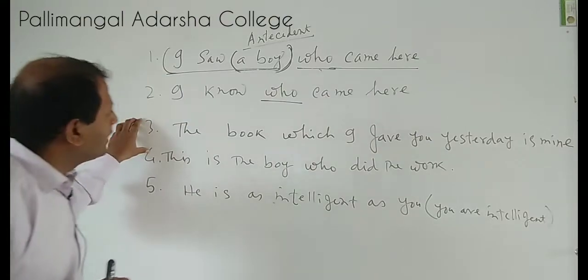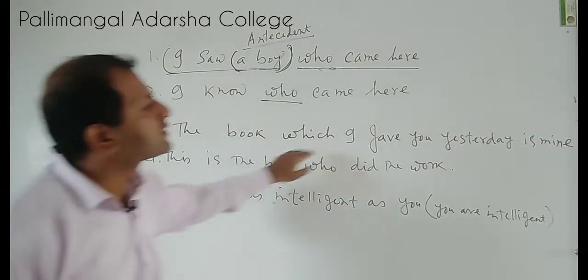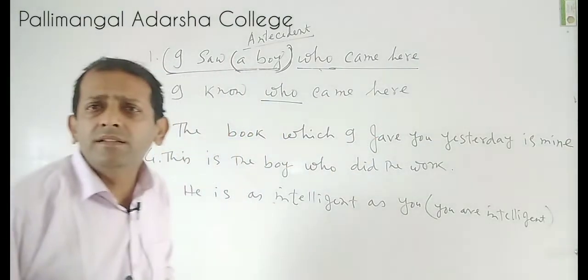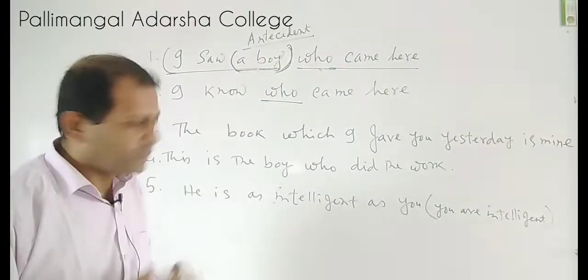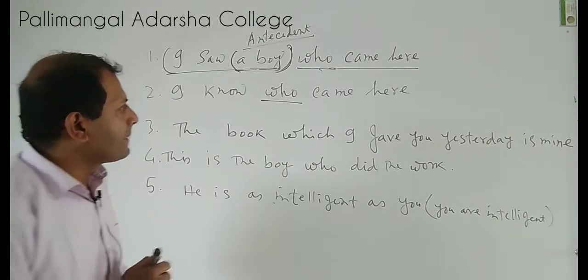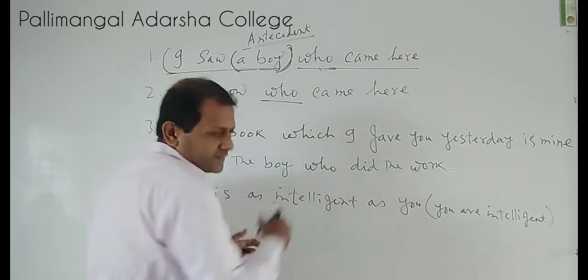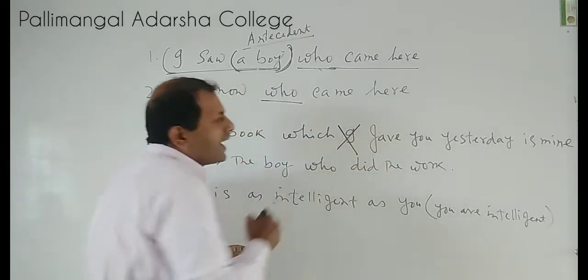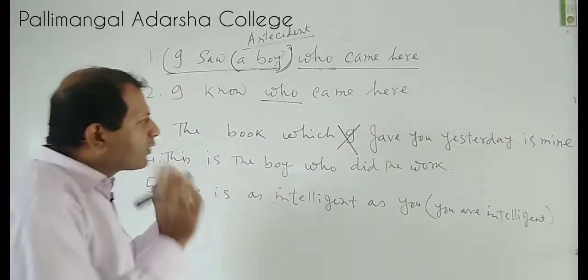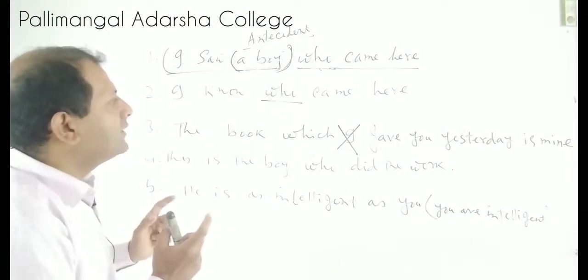And number 3, the book which I gave you yesterday is mine. This is another adjective clause, right? So one thing I would like to do. I want to cross out this I. Okay, so if I cross out this I, what will be the sentence?